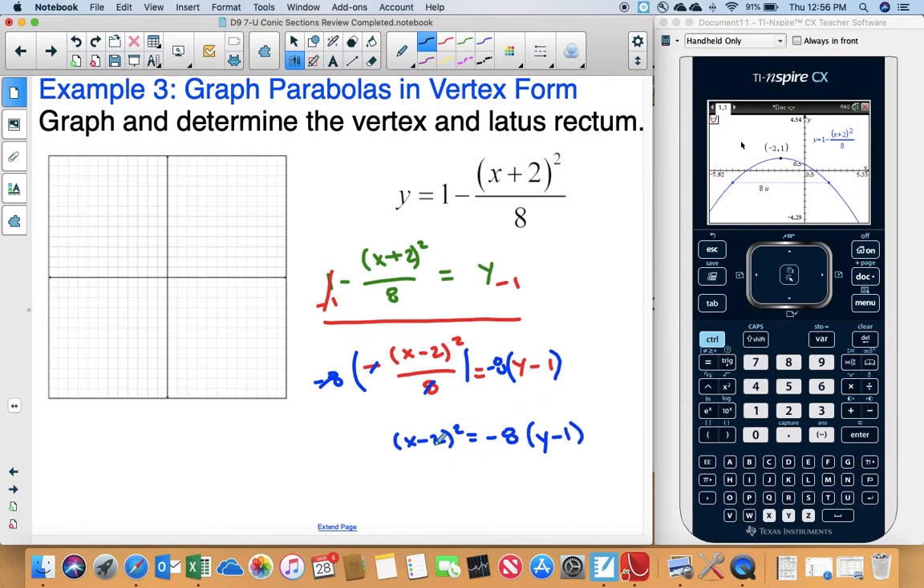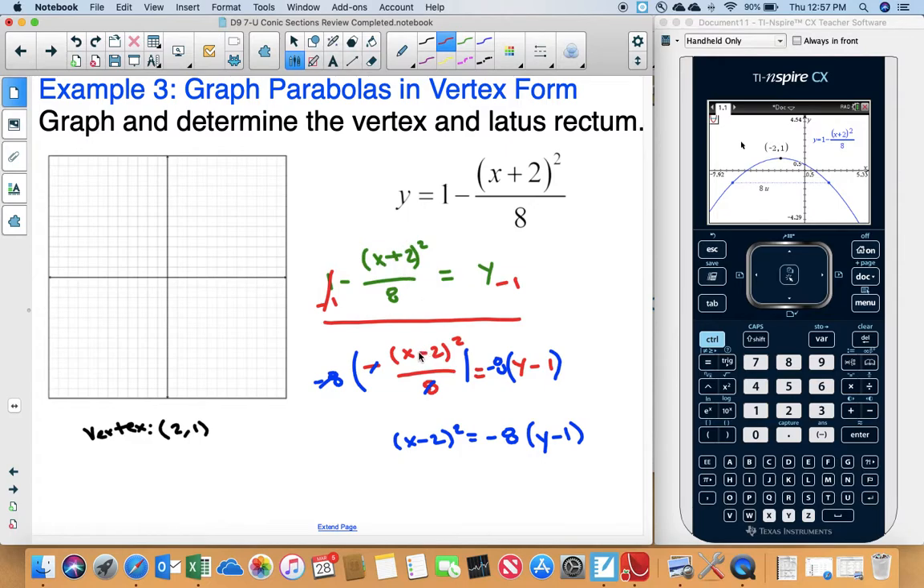The vertex comes from doing the inside's opposite. And so our vertex here, if x is negative 2, it becomes positive 2, and that becomes positive 1. So it should be 2, 1. Let's check our graph. This says negative 2, 1. Oh, it's because I messed up here.